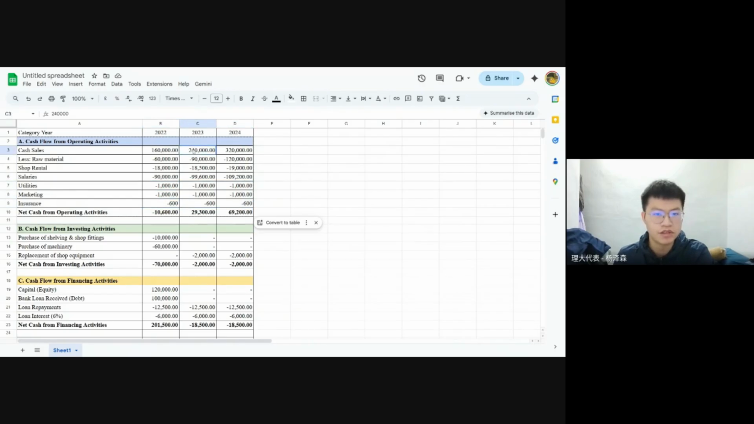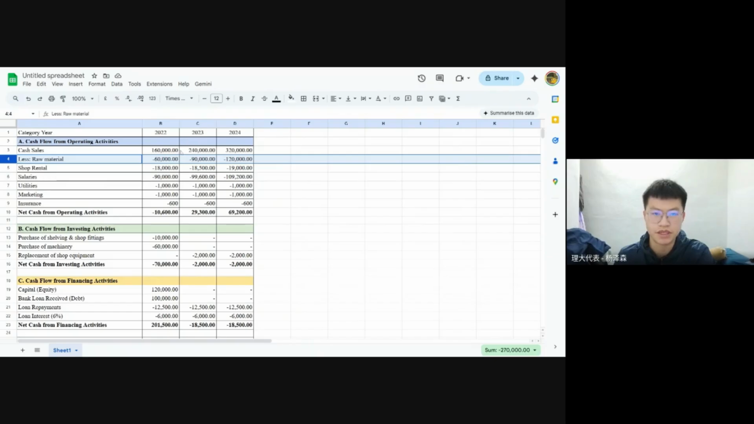But in 2023, we see a difference in the raw materials, shop rentals, and salary. This is because we believe that inflation will come and we are going to expand our shop. So the raw material cost will be increasing, including the shop rental. When our employees are performing so well, we will give them a raise in 2023 and 2024. So these are the differences between the cost of salary, shop rentals, and raw materials in 2023 and 2024.